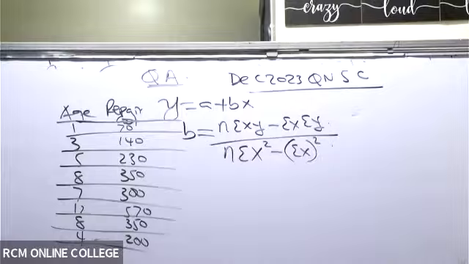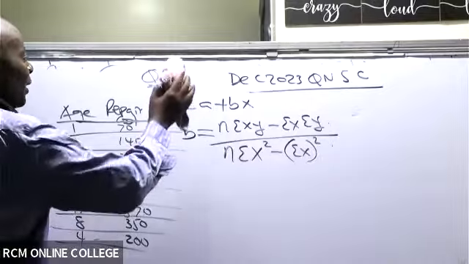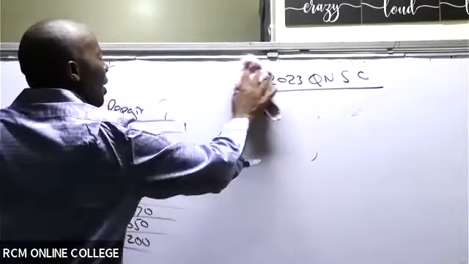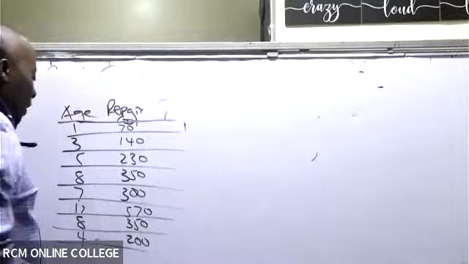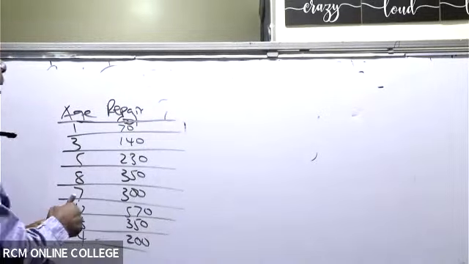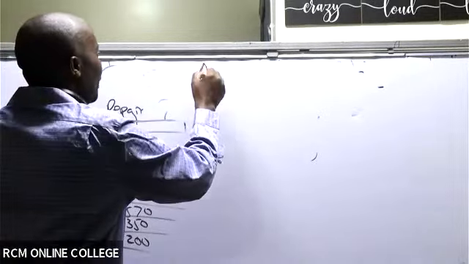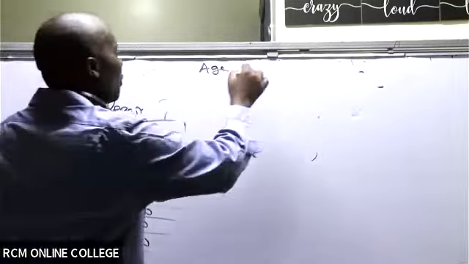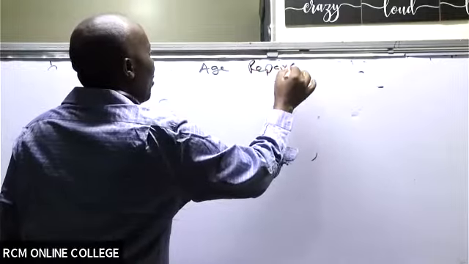So unfortunately, I will have to rewrite my table because of the size of my board. The size of my board dictates that I have to start writing up a little bit. So we have here age versus repair cost.